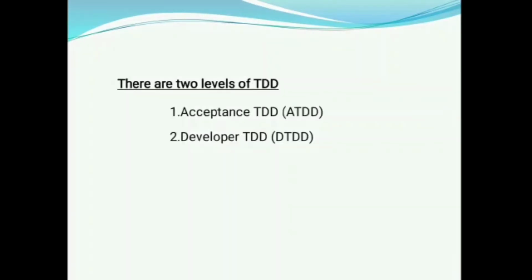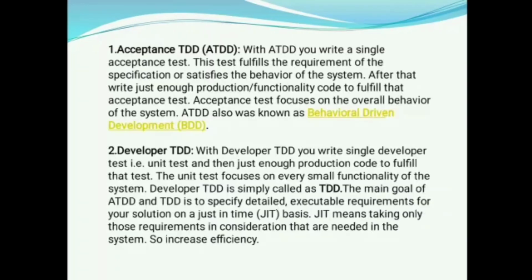And now, levels of TDD. There are two levels of TDD. One is acceptance TDD and the second one is developer TDD. So what is acceptance TDD? Acceptance TDD writes a single acceptance test. This test fulfills the requirement of the specification or satisfies the behavior of the system. After that, write just enough production or functionality code to fulfill the acceptance test. The acceptance test focuses on the overall behavior of the system. ATDD is also known as behavior driven development, BDD.